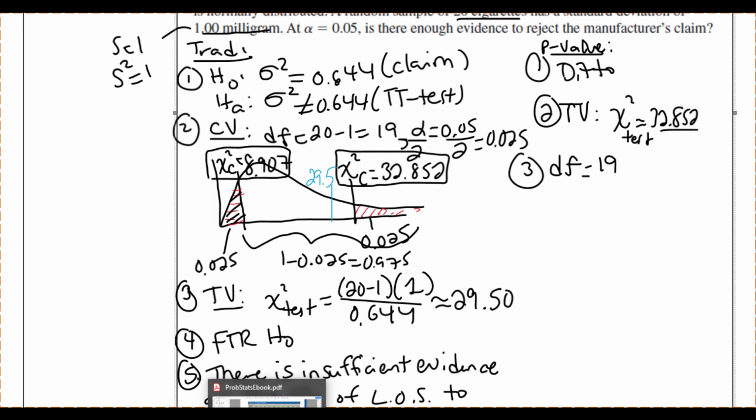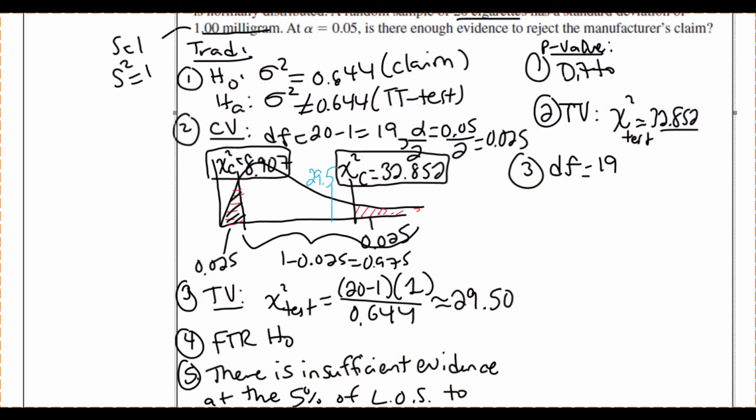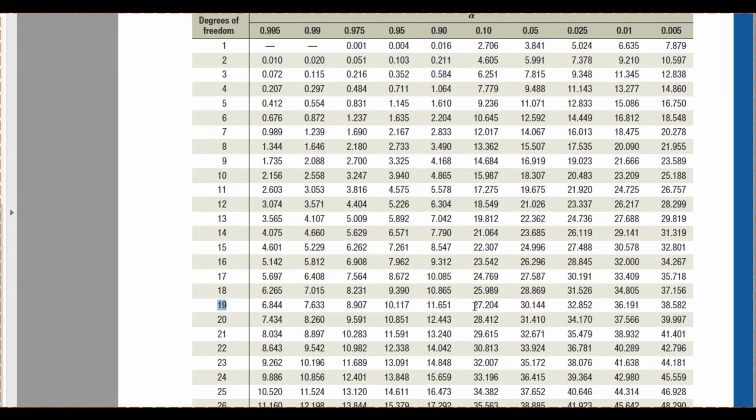All right, so 32.852 and 19. Oh, I wrote down the wrong value here. Sorry, guys. So this is not our test value. Our test value was 29.50. There you go. So we're going to get as close to this value as we can. So 29.50 with a degree of freedom of 19. That means we're between those two numbers, so we are on the right side of the table. And we don't need to subtract from 1 since we are on the right side. So therefore, our p-value is between those two numbers.